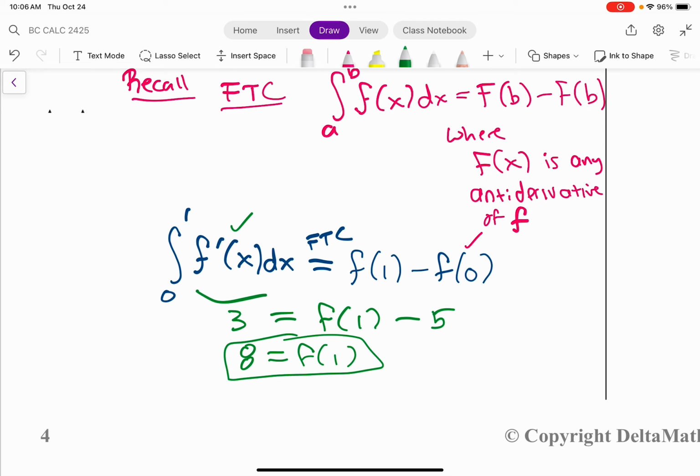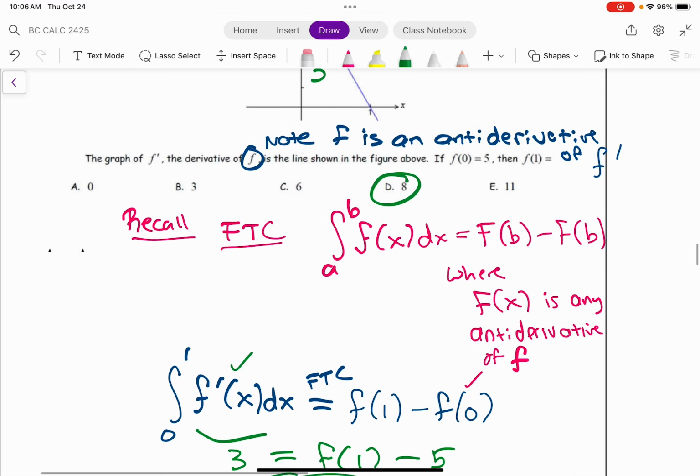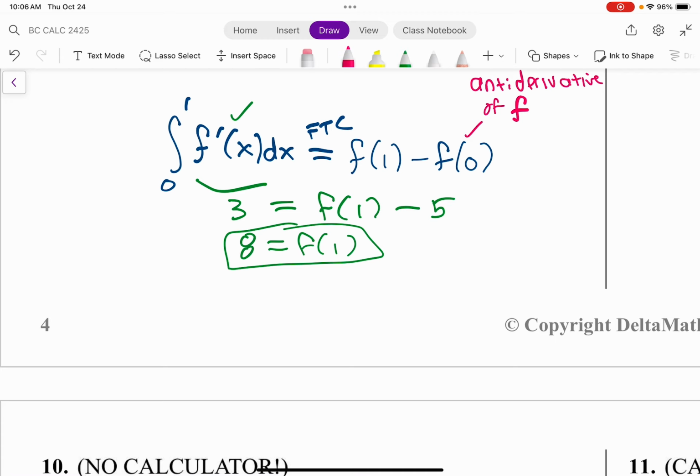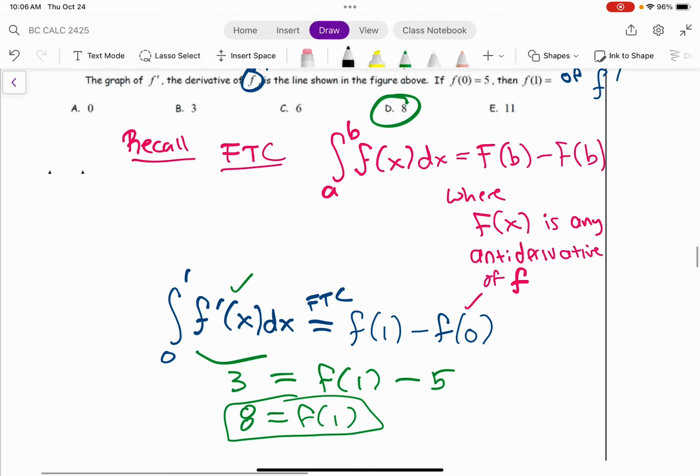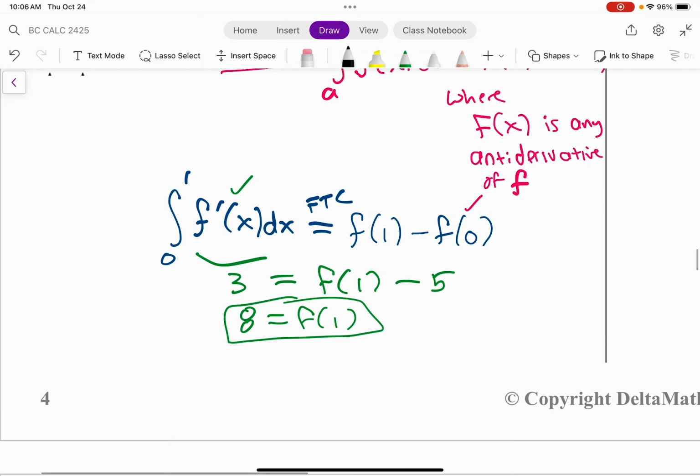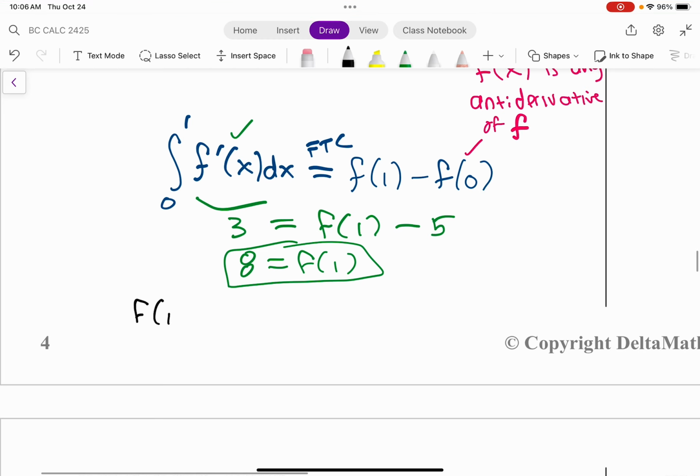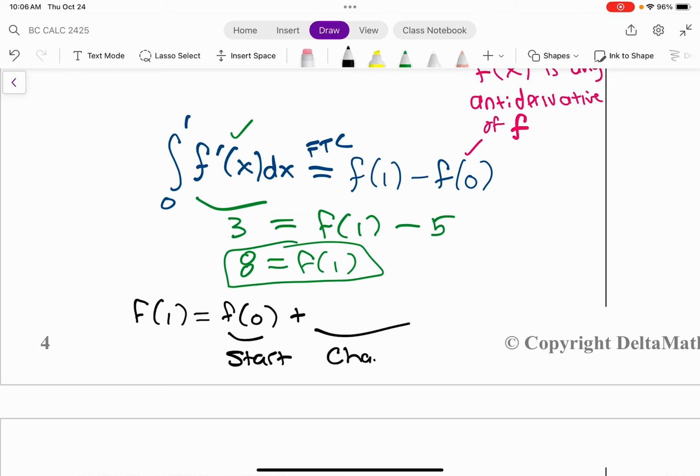Okay. So that's a legitimate way to do it. That's D. The other way you could think about it instead, if it helps, is like a function's value at 1. A function's value at 1 is going to be whatever the function's value is to start, meaning any value they gave you. Its value is start plus change. How does a function's value change? Well, if we accumulate area from 0 to 1 under f prime, that will accumulate the change in f.